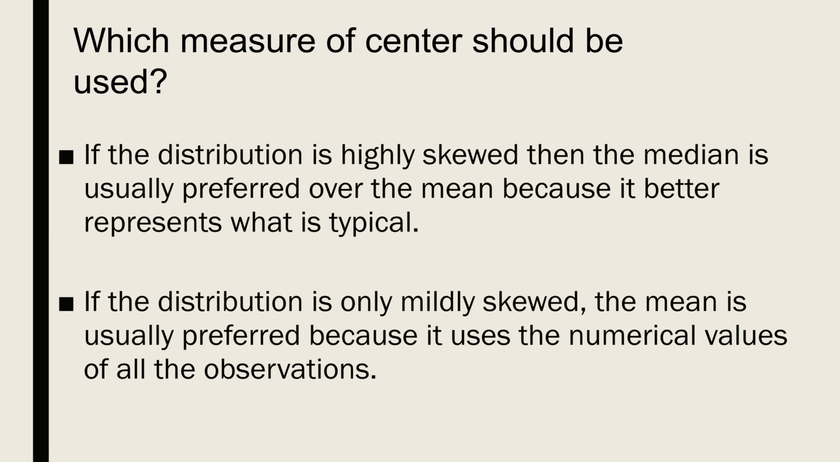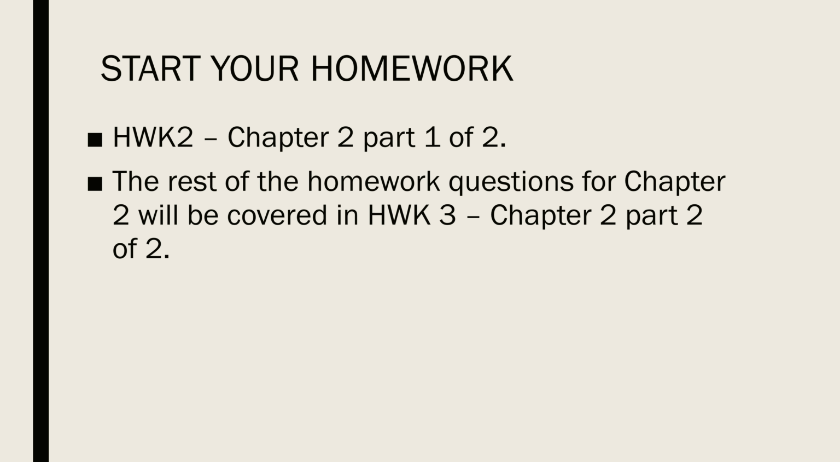So we have 3 measures of center: mean, median, mode. Which one should we use? Here are 2 general rules we can follow. If the distribution is highly skewed, then the median is usually preferred over the mean, because it better represents what is typical. If the distribution is only mildly skewed, then the mean is usually preferred, because it yields the numerical value of all observations. At this point, you should be able to finish all homework in Module 1.